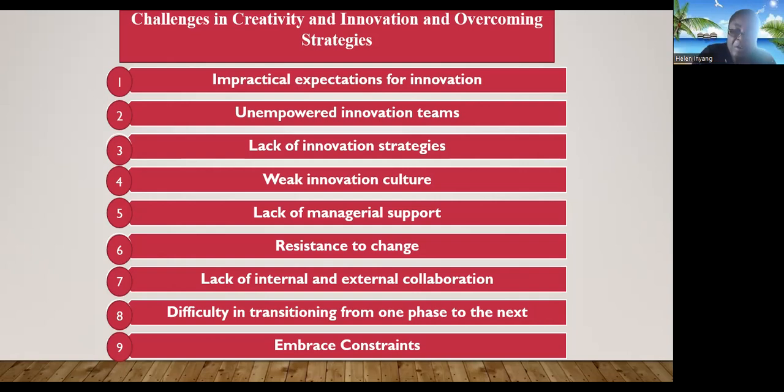So when you discuss the innovation process with defined goals and expected outcomes to set the right expectation, you have to be patient in whatever you are doing. Then the next one is the unempowered team. That's another setback, a challenge: an unempowered innovation team.